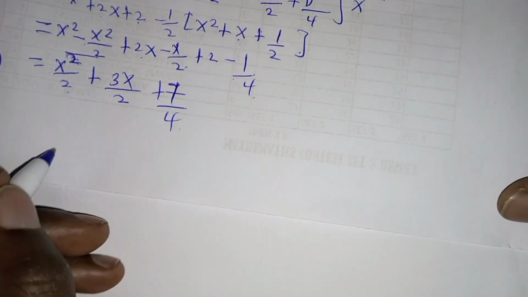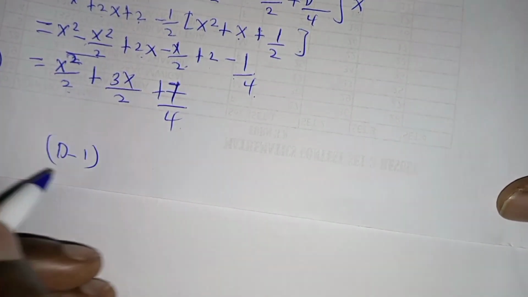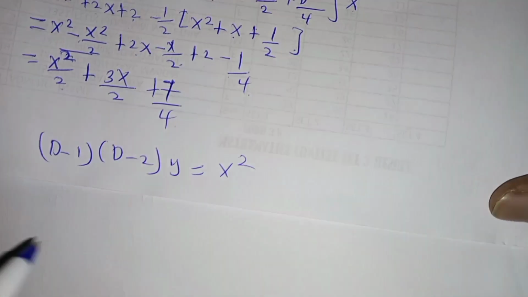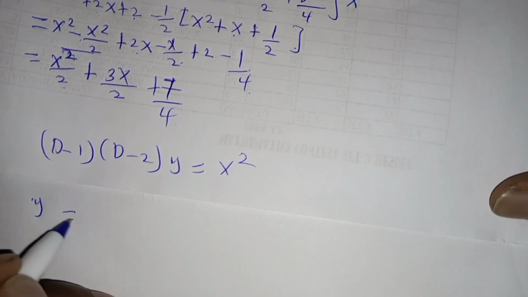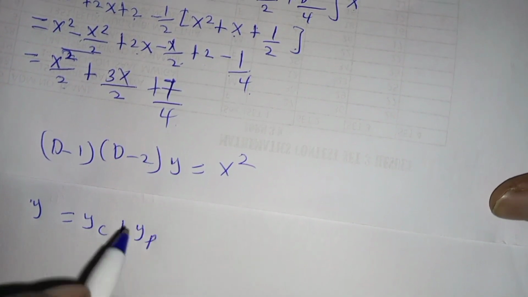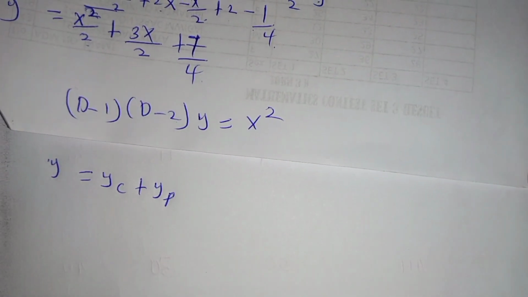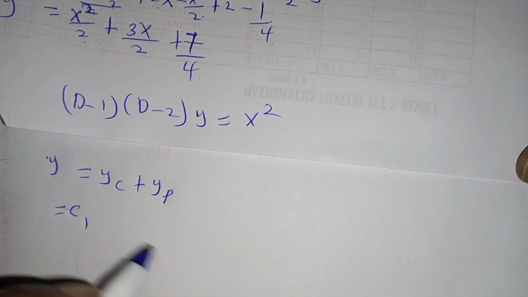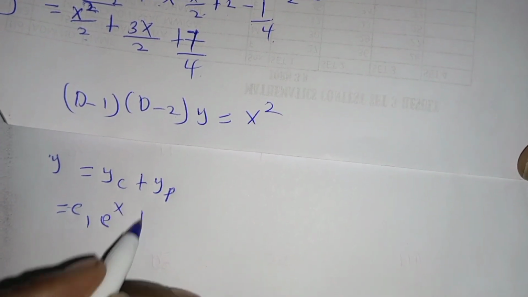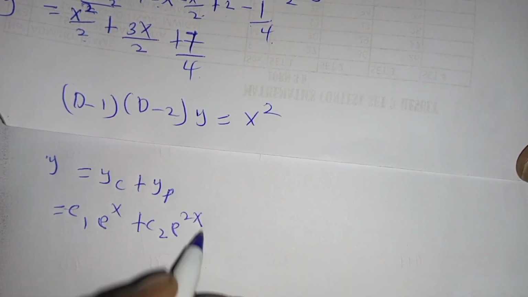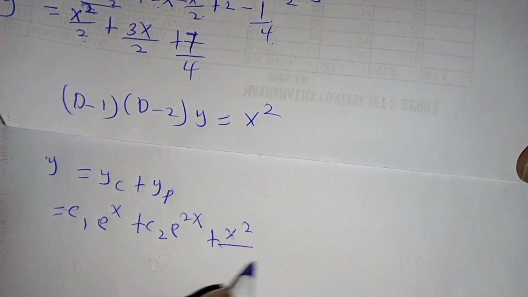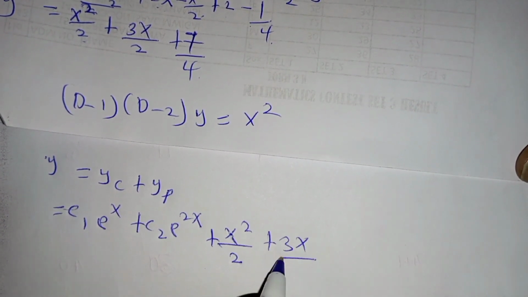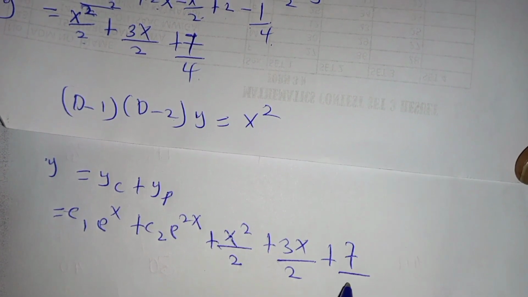So our ODE was (D - 1)(D - 2)y = x squared. So the solution will be given by y is equal to y complementary plus y particular, which is equal to c1 e^x + c2 e^(2x) + x squared over 2 + 3x over 2 + 7 over 4.